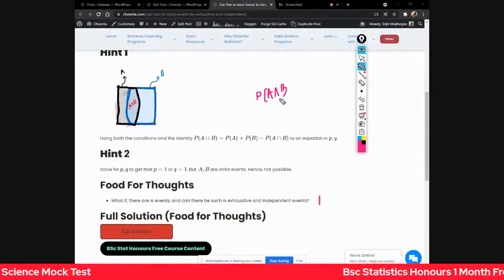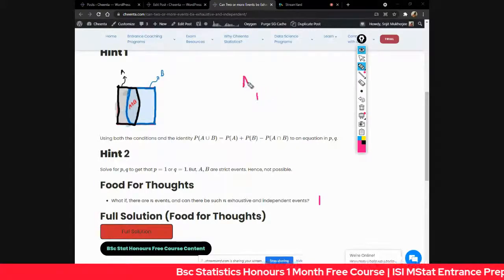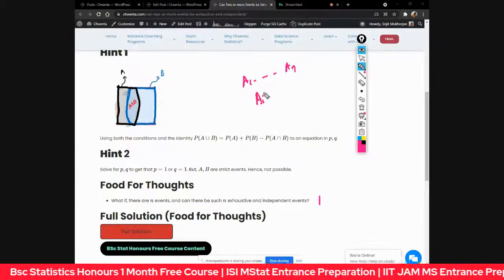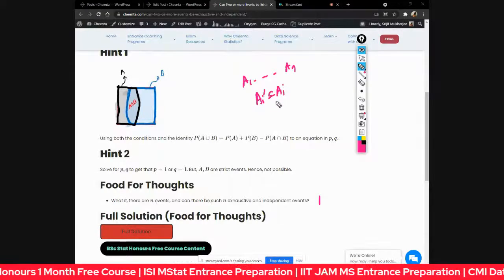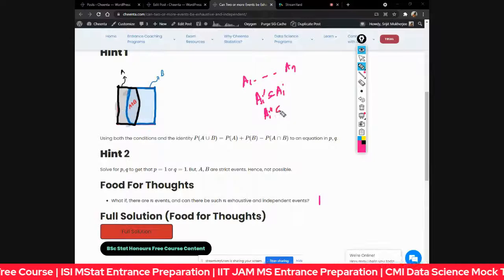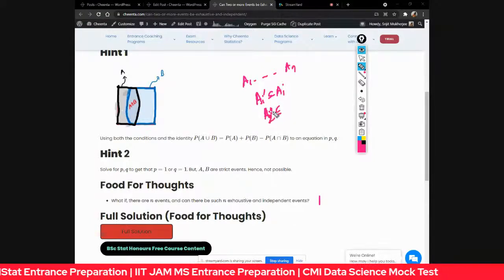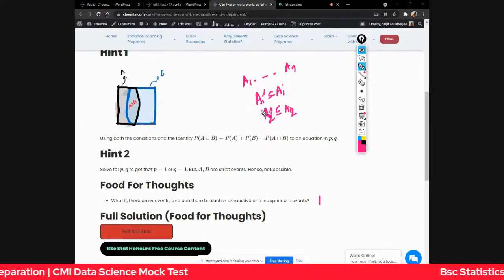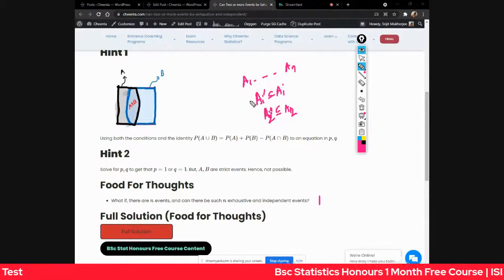So what is the meaning of independence? The meaning of independence is really simple: A1, A2, ..., An are independent if for any subset of them, if you condition on some set of them, the probability of the remaining set remains the same.